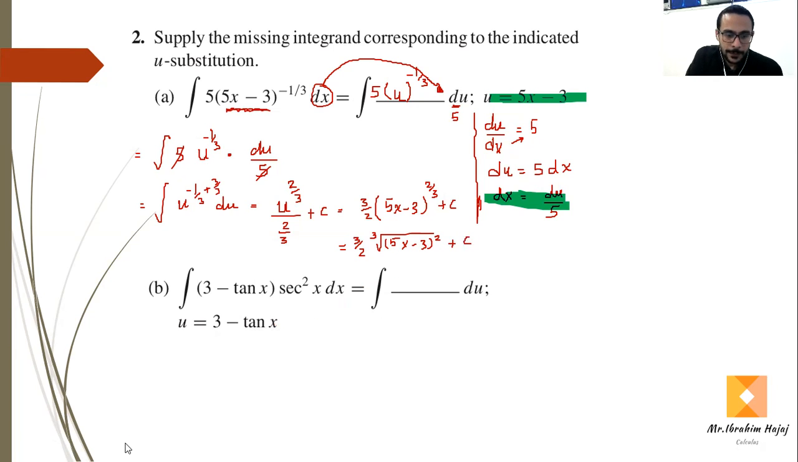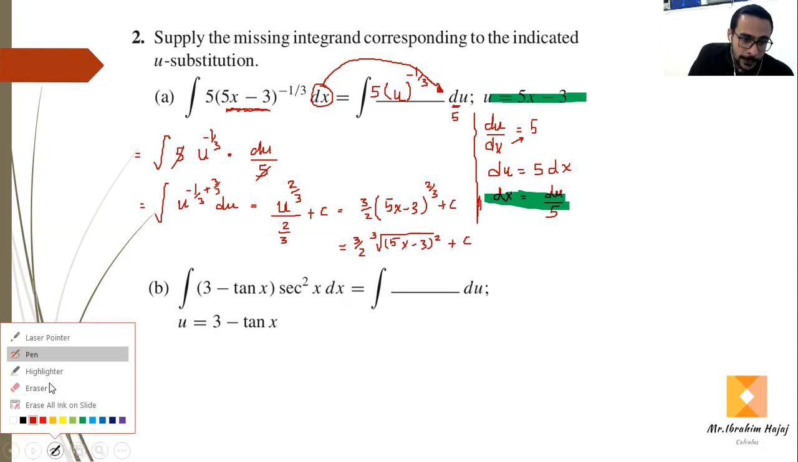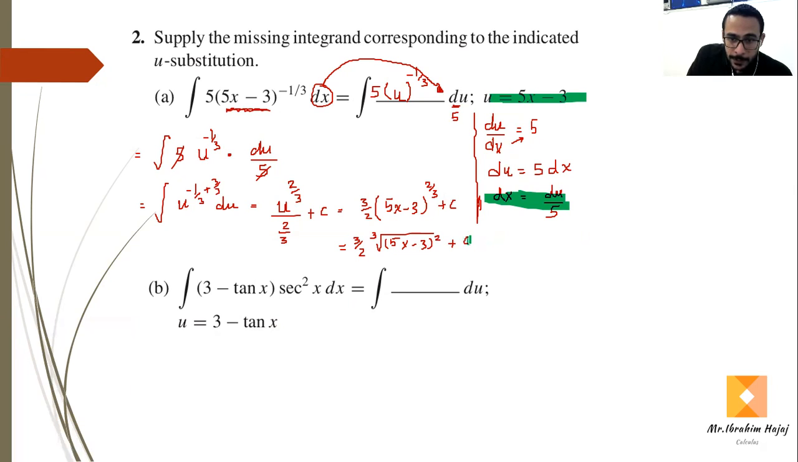Okay. Thanks a lot, Omar Abu Zahra. Welcome. Thank you, Mr. This is the final answer. Of course, the question is asking only to supply the missing integrand part, here, this part and this one. But I completed solving the question. Next, who can answer?